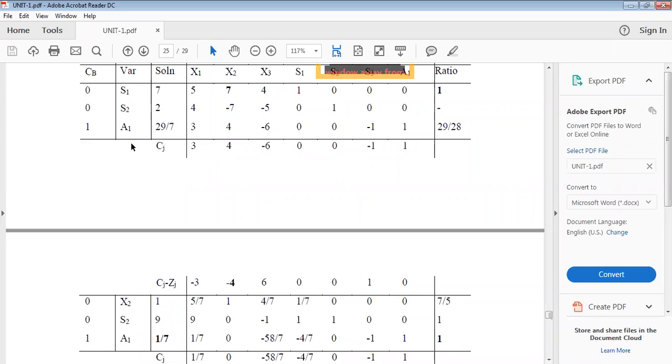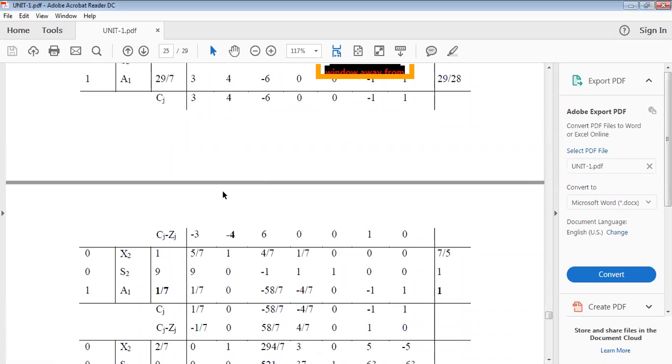Whereas S2 and A1, they will remain as usual. But you have to convert them into the new row 2 and new row 3. So here you mark this as new row 1. New row 1 is equal to old row 1 divided by 7. And automatically you are getting like this. New row 2 is equal to old row 2 plus 7 into new row 1, because here there is minus 7, to make this 0. Automatically you will get the new row 2.